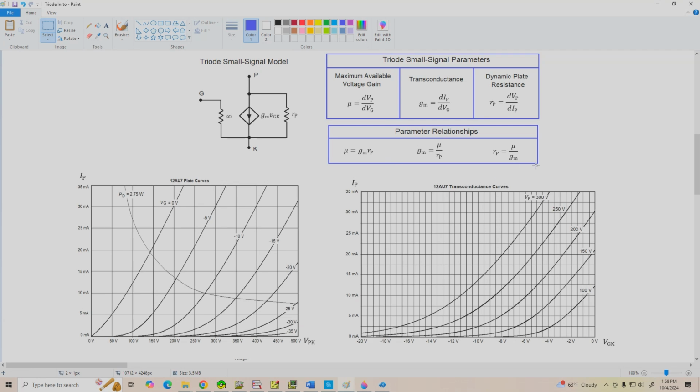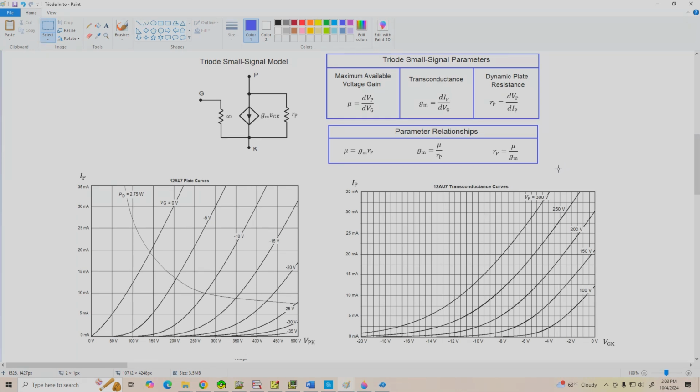Okay, now back to our parameters. We can relate mu, transconductance, and plate resistance sort of like we do with Ohm's law. Mu equals gm times rp. And notice that dimensionally this works out right because we've got volts over volts for mu, which is dimensionless. And here we've got mhos times ohms, which cancels out to be dimensionless as well. And the transconductance is mu divided by the plate resistance. Plate resistance is mu over gm. And these are all fundamental parameter relationships that we'll use when we design and analyze amplifiers using triodes.